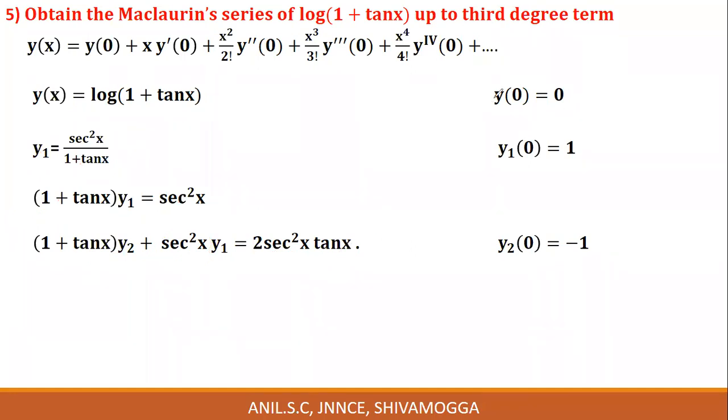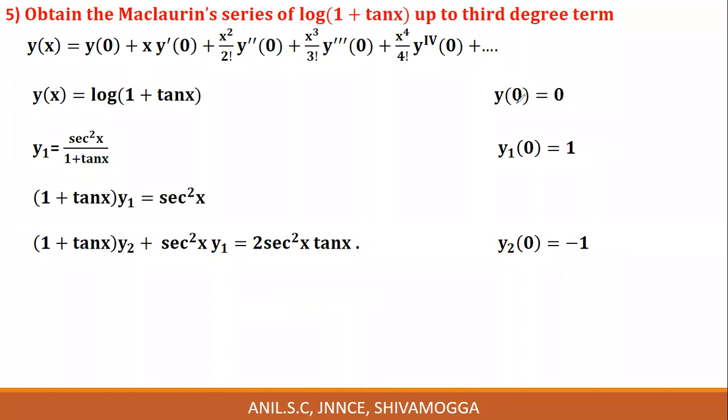Now put x is equal to 0. When x is equal to 0, this will be 1 plus tan 0. Tan 0 is 0, 0 plus 1 is 1. 1 into y2, y2 means y2 of 0, plus secant 0 is 1 and 1 square is 1 into y1. And we know that y1 at x equal to 0 is 1. 1 into 1 is 1, is equal to, here tan 0 is 0 and 0 into anything is 0. Therefore, transferring this plus 1 to the right hand side, we get y2 of 0 is equal to minus 1.